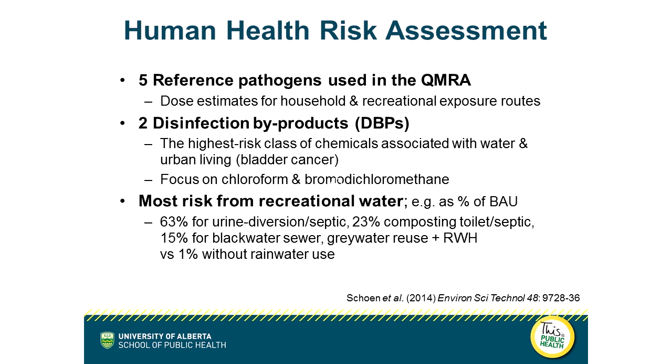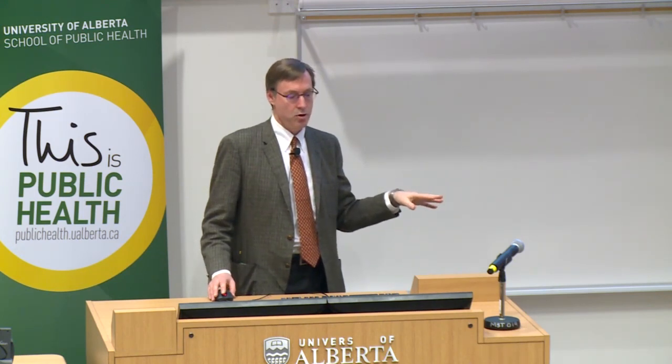And lastly, we looked at 5 different reference pathogens and 2 disinfection byproducts, the main chemicals that cause potential harm, in this case bladder cancer, through disinfection byproducts of chlorinated products that we might inhale or ingest. And the quick answer here, compared to the business as usual sewer, urine diversion gave us 63% of the risk. The risk here was really driven by the recreational use because the blackwater is still going out through the septic system with the urine diversion. The composting toilet gets rid of the feces, but doesn't get rid of the greywater risk of fecal contamination. The blackwater sewer brought it down to 15% when we included the rainwater harvesting and potential risks from Legionella. And without rainwater, we're down to 1% of the health burden.